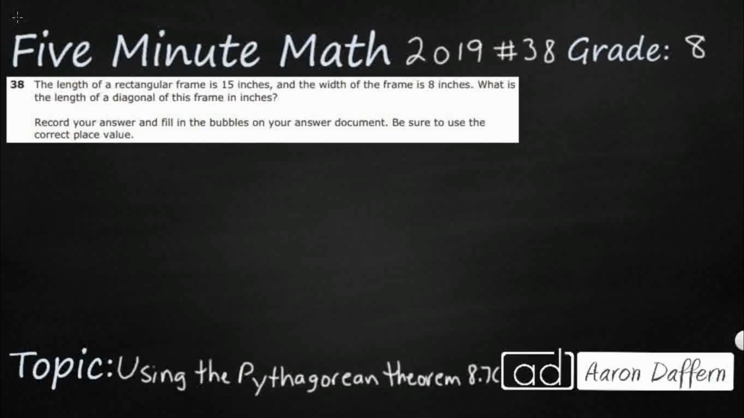So we have the length of a rectangular frame is 15 inches, and the width is 8. We need to find the length of the diagonal, and we don't have any answer selections to choose from, no F, G, H, or J to make sure we are correct.